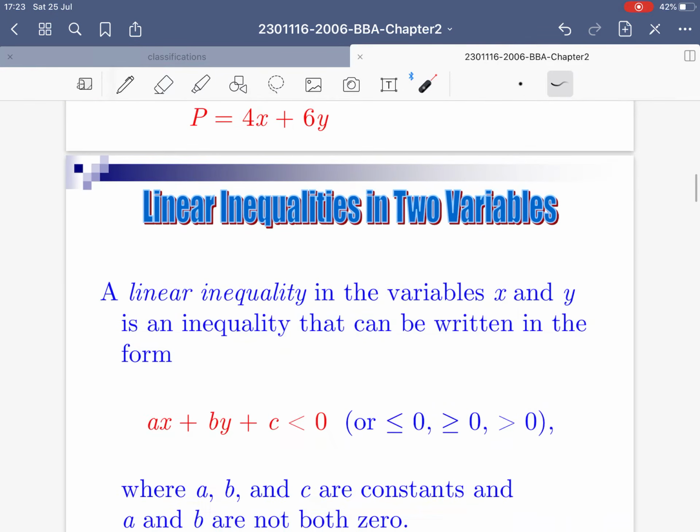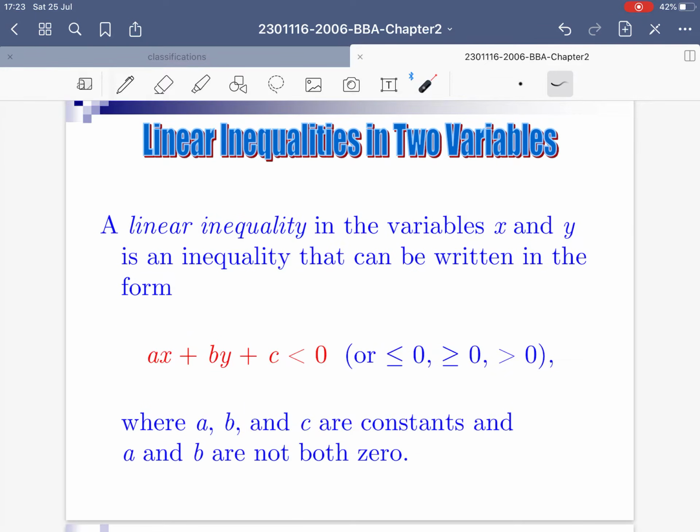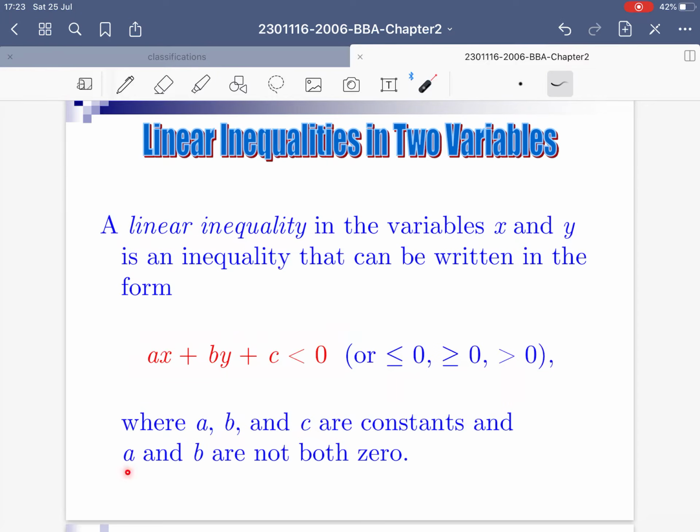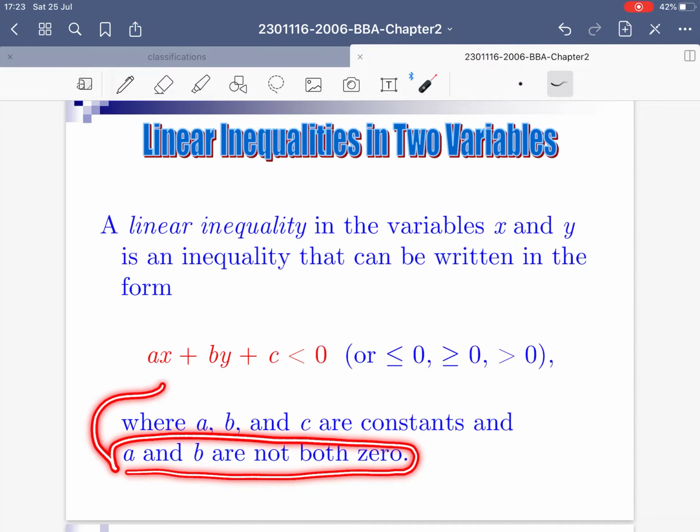So let's look at the so-called linear inequality in 2 variables, okay. A linear inequality in 2 variables can be written in the form ax plus by plus c less than 0, or it can be less than or equal, greater than or equal, or strictly greater than. And of course, your a, your b, your c are constants, okay, and your a and your b are not both 0 together, so that one of the variables still appears, okay.